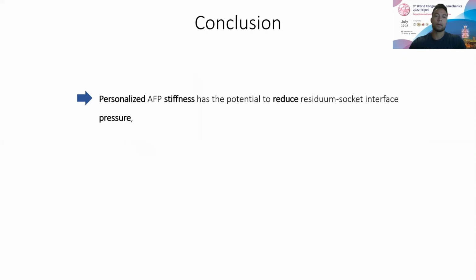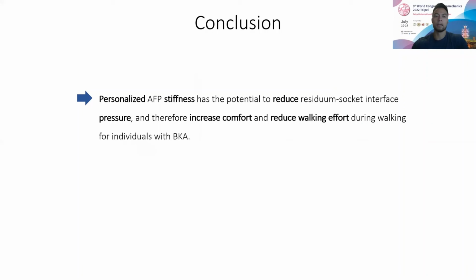In conclusion, personalized ankle-foot prosthesis stiffness has the potential to reduce residuum socket interface pressure and therefore increase comfort and reduce walking effort for individuals with below knee amputation.